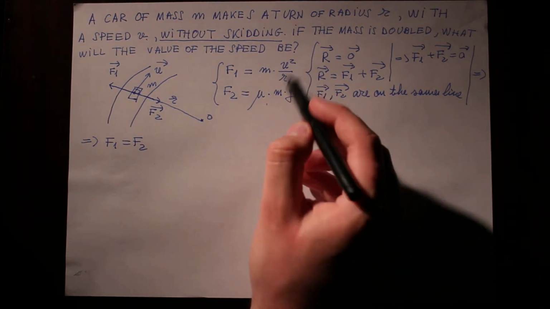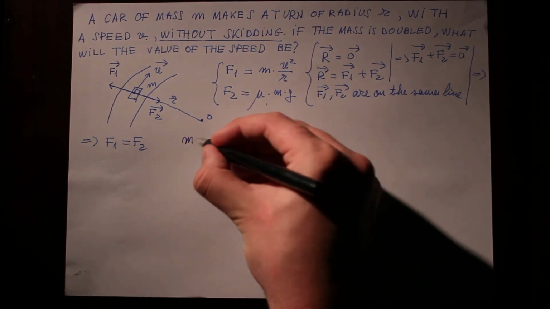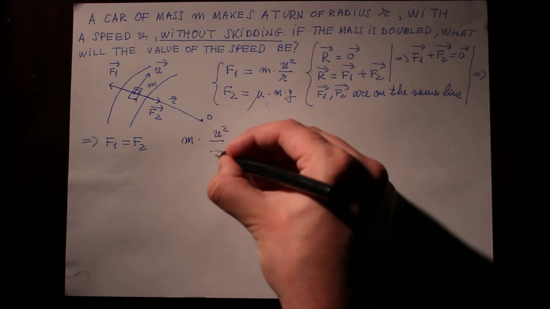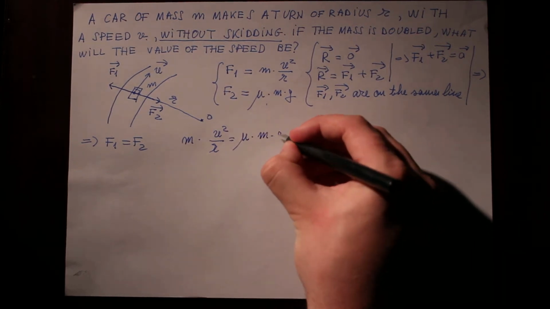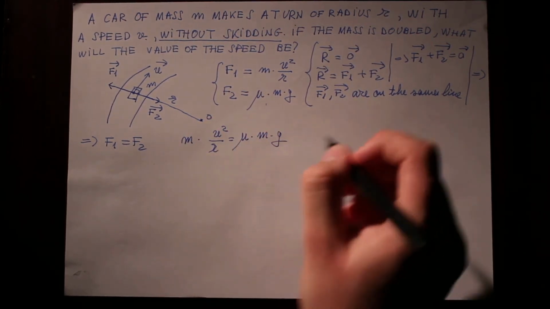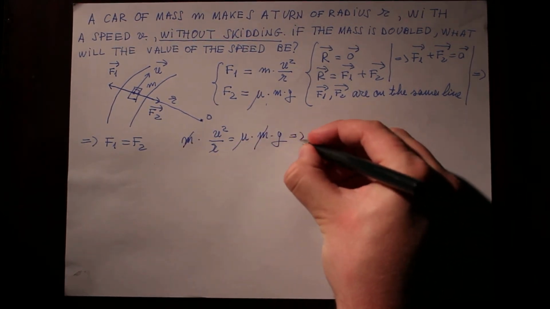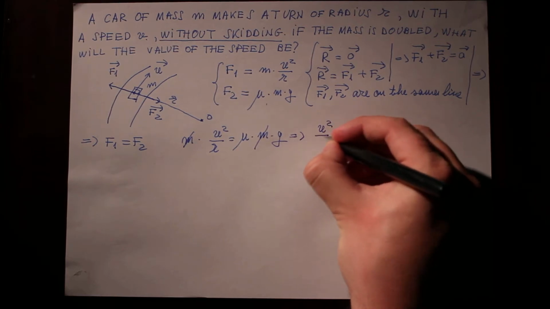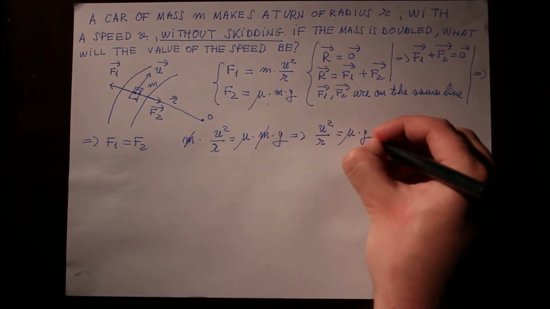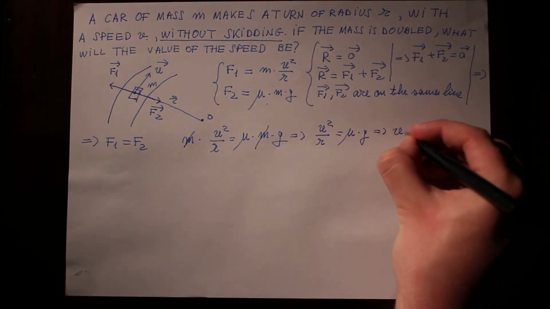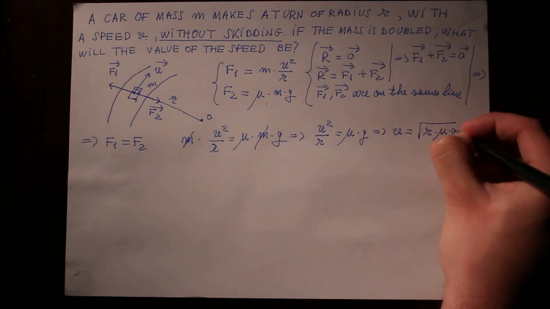And so if these are the values of these two forces right here, we can just write m times v squared divided by r equals the friction coefficient times m times g. And so we quickly see that the mass of the car cancels, and so we are left with v squared divided by the radius of the circle equals mu times g. And so v is the square root of r times mu times g.